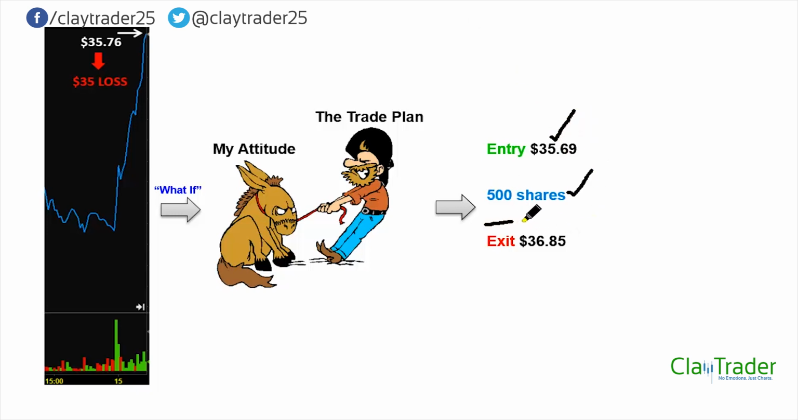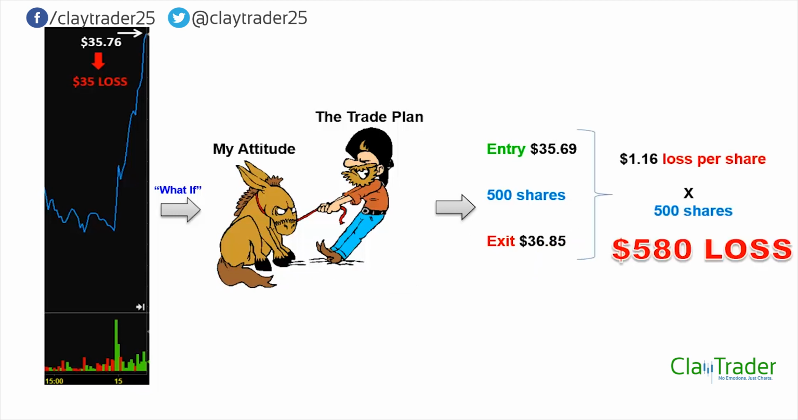But in this case, because of that donkey stubbornness, I eventually just said, you know what, I better get out now, at 36.85. A quick recap on the math here, that would equate to a $1.16 loss per share. Again, I had 500 shares. So that loss would have ended up $580 when it could have been $35.